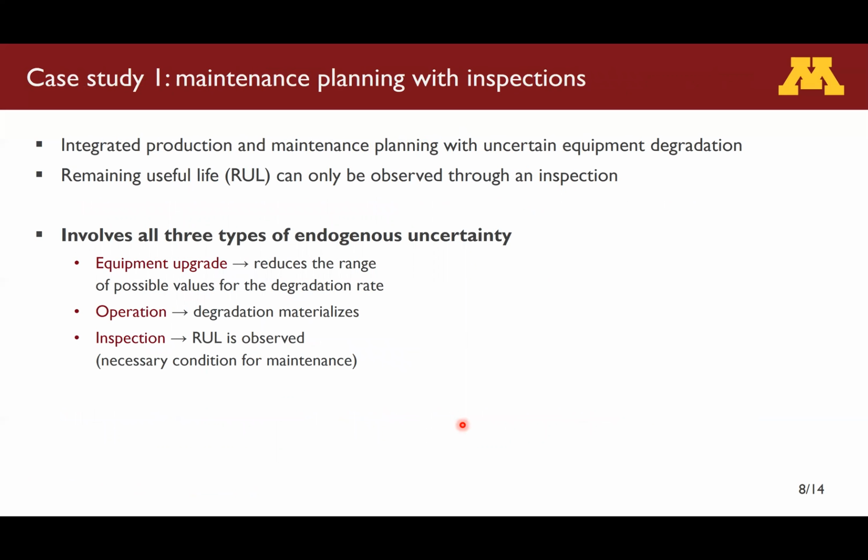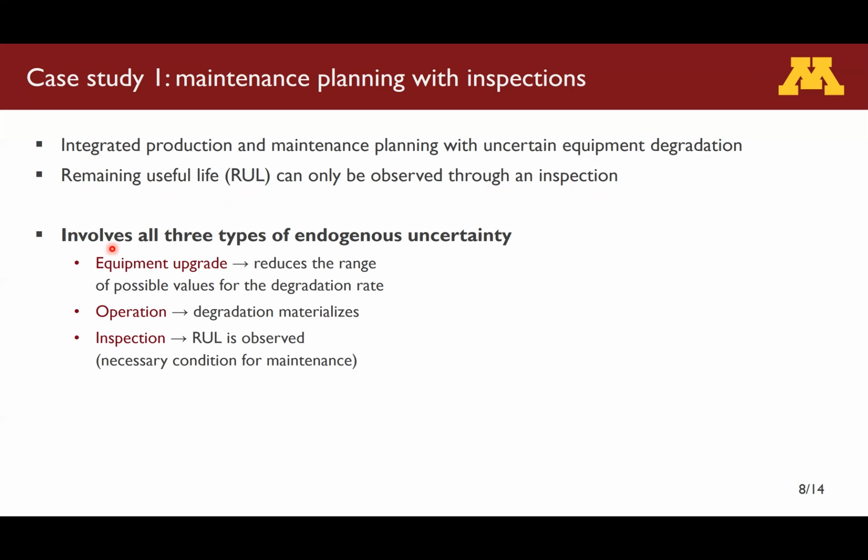For the rest of my talk, I'd like to go through 3 case studies that show what kinds of problems can be modeled using this approach. The first one is maintenance planning with inspections. So here we consider uncertainty in equipment degradation, which is often difficult to measure. In this case, we assume that the remaining useful life, or RUL, of an equipment unit can only be observed through an inspection. So this problem actually involves all 3 types of endogenous uncertainty.